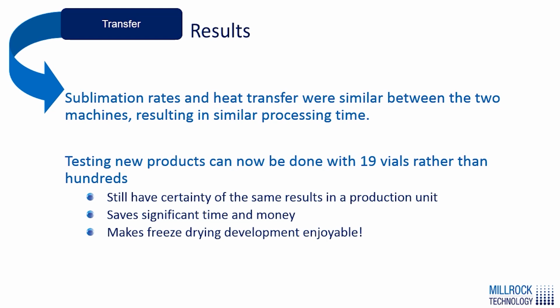So every consecutive run between optimizing and then transferring, we've used 19 vials in our MicroFD. Depending on the vial size, we can be using between 7 and 61 for very small vials, but still much less than the hundreds that are required to do this work on a tray-style lab development unit. And we've still been able to transfer it in such a way that we have the same results in a production unit.